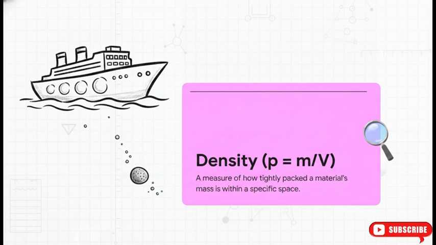Think about that huge ocean liner. Yes, it has a massive amount of mass, but it also has an enormous volume that is largely filled with nothing but air. This makes its overall average density much lower than the water it displaces. That little pebble, however, has its mass tightly squeezed into a tiny, tiny volume, giving it a density much higher than water. And so, no surprise, it sinks.